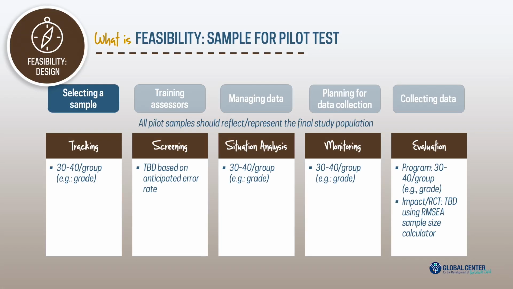And first you need to think about your sample for your pilot test. A rule of thumb is that you need about 30 to 40 children for a pilot test. And this is 30 to 40 children per group. So if you're doing a pilot test for grade 1 and grade 2, you would need about 30 to 40 children per grade. Another thing to think about is that you want your sample for your pilot test to look very similar to the sample for your final data collection.